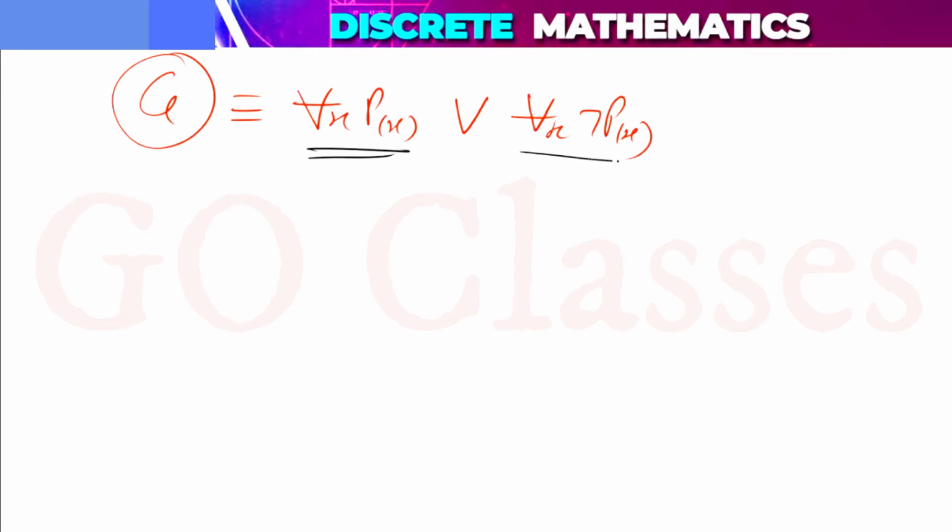So this formula is invalid, but this formula is satisfiable. I can say that this formula is satisfiable. I can say that this formula is invalid.